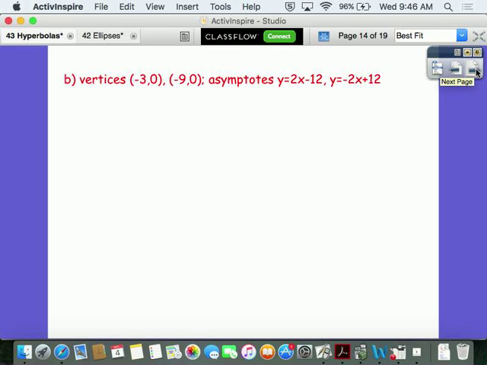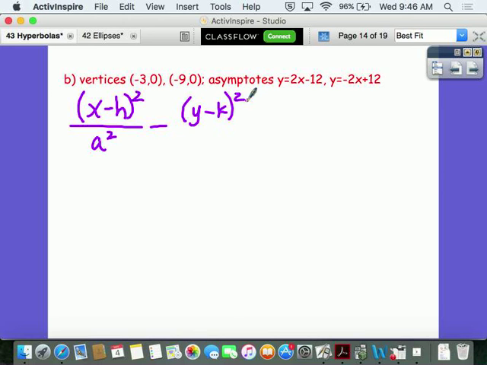Let's look at the next one. We got vertices. This time we're given asymptotes, but it's okay. Don't let that throw you off. We can do this. It's going to be horizontal. So let me go ahead and write that down. It's horizontal. Oh, gotta be careful here.